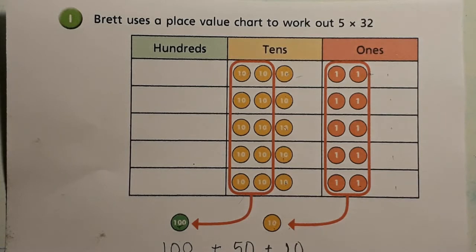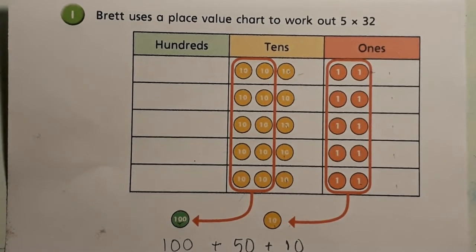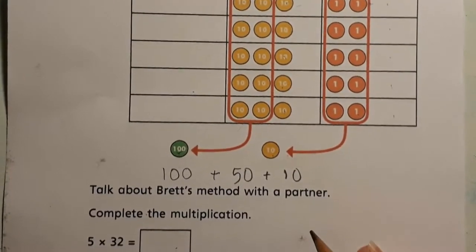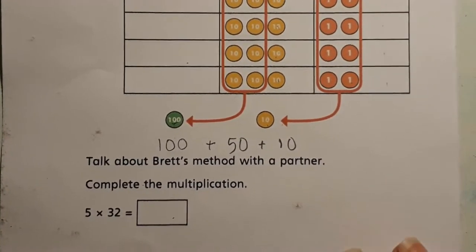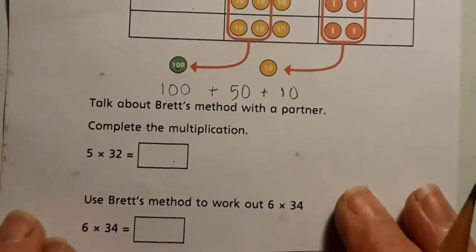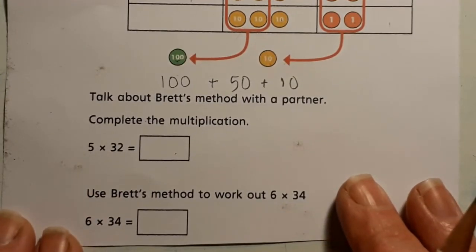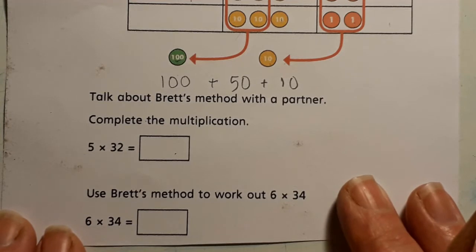Okay, and then if I slide that up, you'll see you've got a space for that answer, and then you'll see you've got to use Brett's method to work out 6 multiplied by 34. So basically you're going to need to draw a grid, and have 34 6 times.